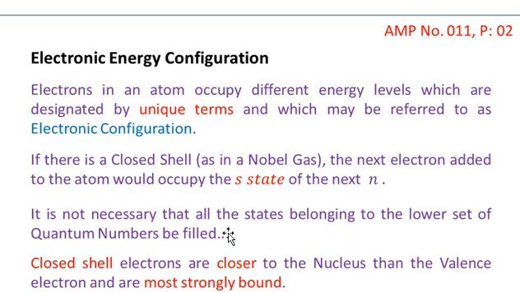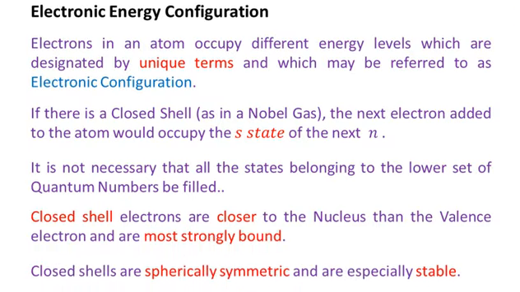It is not necessary that all the states belonging to the lower set of quantum numbers be filled. When we specify a set of quantum numbers n, l, m, we usually assume that all the states below those quantum numbers are completely occupied or completely filled. This is usually the case, but not necessarily true.